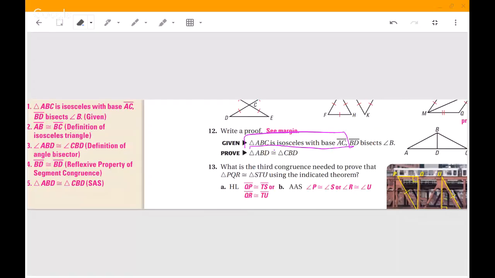Well, we know that AC is the base, but when you look at the definition of an isosceles triangle, what do we know about that triangle?